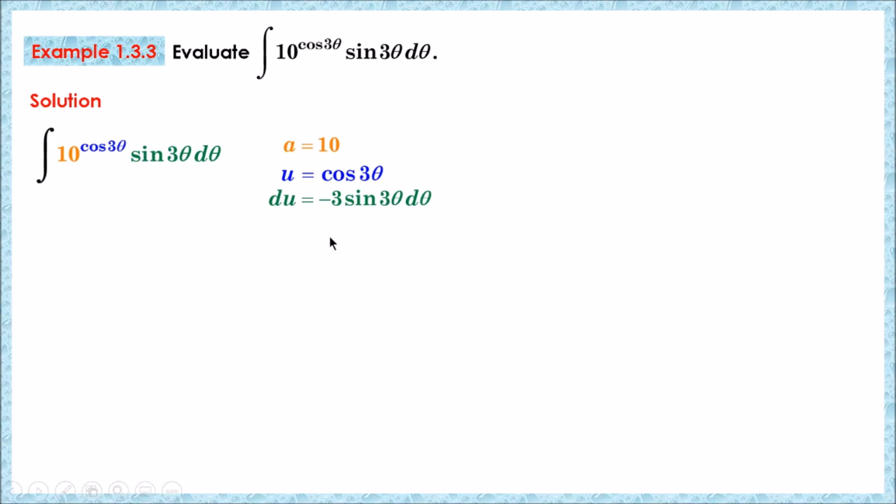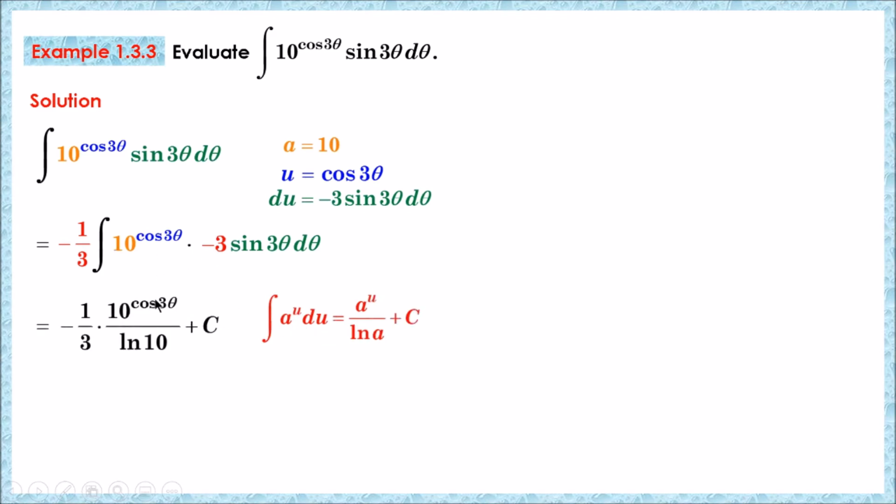This sine 3 theta d theta is not exactly the du. We need a constant factor negative 3. Let's correct the differential by multiplying by negative 3 and balancing it outside by negative 1/3. This now takes the form of the integral of a to the u du. So the integral is equal to negative 1/3 times 10 to the cosine 3 theta over ln 10 plus c. Simplifying, we have negative 10 to the cosine 3 theta over 3 ln 10 plus c.